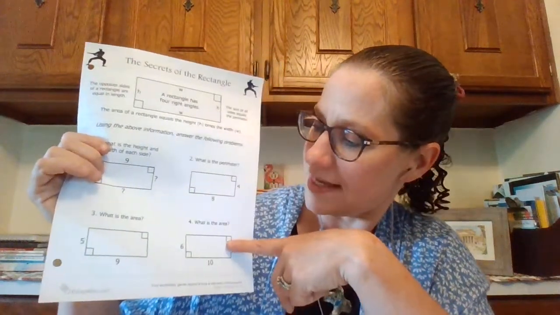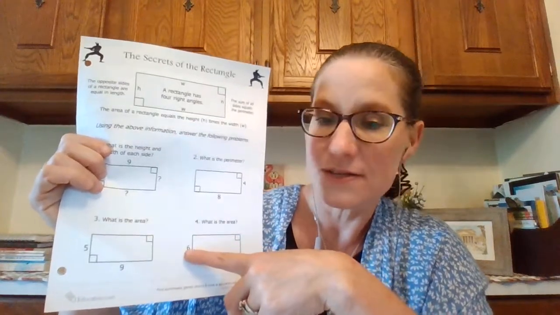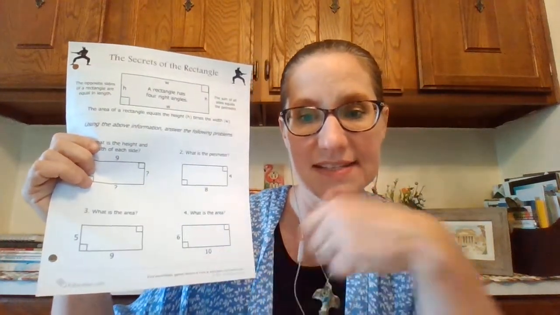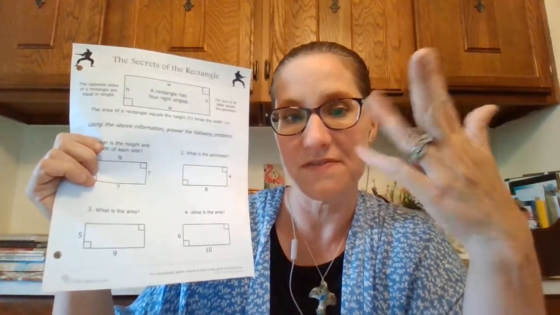And then the last one says, what is the area of this one? So we're multiplying 6 times 10. And that one you could do very easily. 10, 20, 30, 40, 50, 60. So this one is 60. So it's just a little introduction to perimeter and area. An easy math page to start your day.